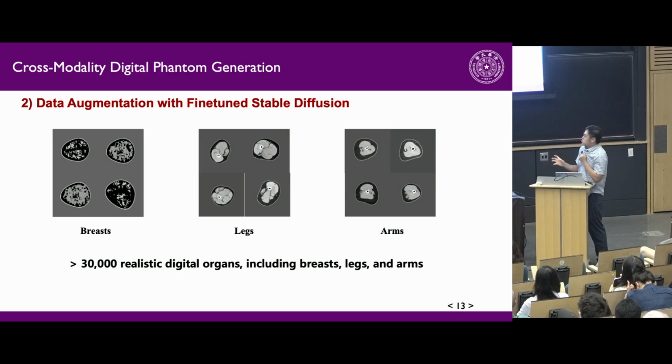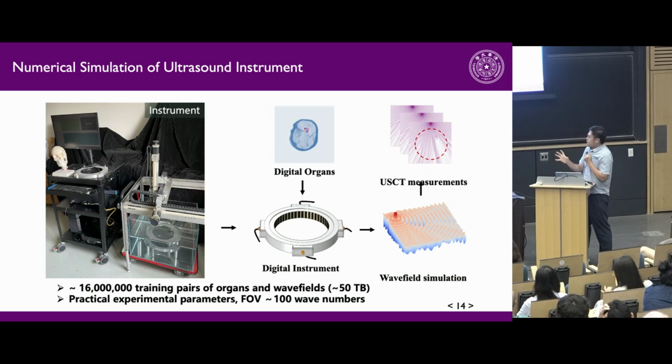And this results in more than 30,000 realistic digital organs, including breasts, legs, and arms. And this foundation allows us to train our neural networks to learn real biomedical physics. We then place these phantoms into a digital instrument, a simulator that perfectly matches our physical hardware. So we ran massive wave simulations to create more than 50 million training pairs. And this is the largest data set of this kind.